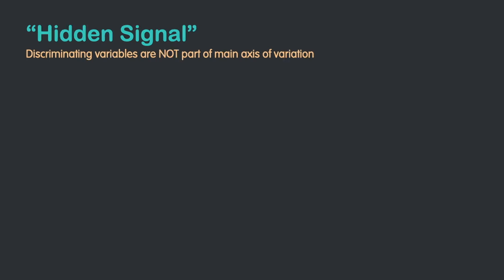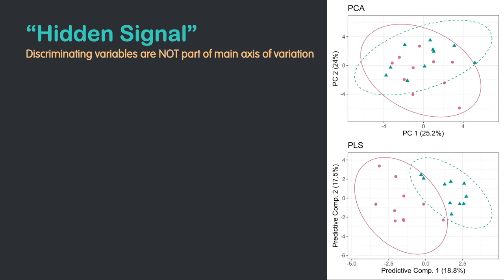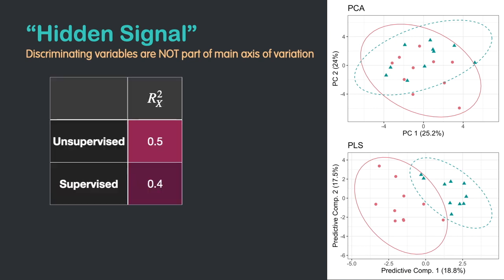In the second scenario, the discriminating variables were not part of the main axis of variation. We called this a hidden signal. And this is more similar to the Muir et al. data set, where there is a relationship with the response variable, but it's not the same as the main axis of variation. So in this case, PCA often failed to find the separation between the two groups, whereas PLS performed essentially the same as it did in the apparent signal scenario.